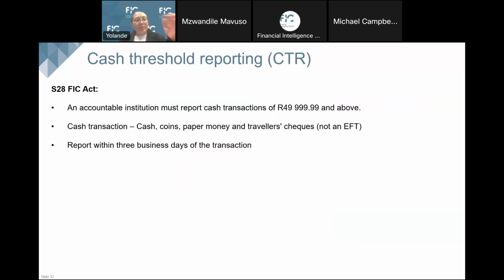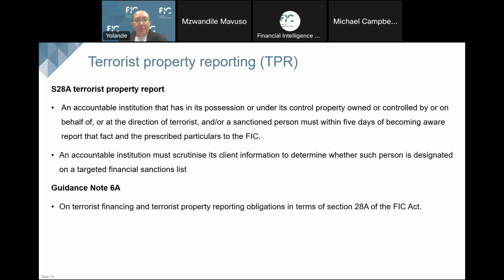I'm not going to go into much detail on the reporting, as Fulufelo has covered it. There you'll see Section 28, cash threshold reporting: a cash transaction which is above 49,999, you'd report it through to the Centre. A terrorist property report: if you become aware of a client or any person linked to a transaction being a terrorist, on a terrorist list, or on a targeted financial sanctions list, there you would report it through in terms of Section 28A to the Centre. Have a look at Guidance Note 6A. It provides guidance in this regard.